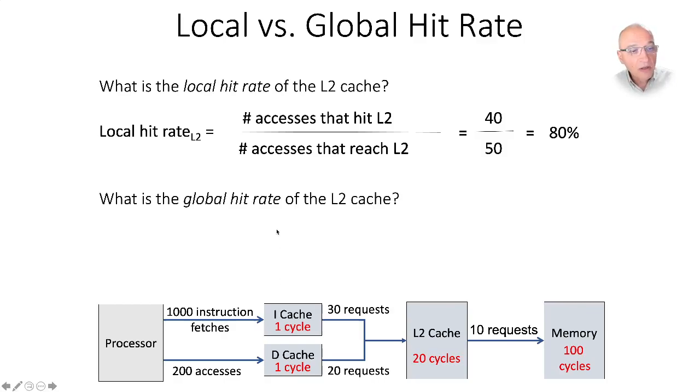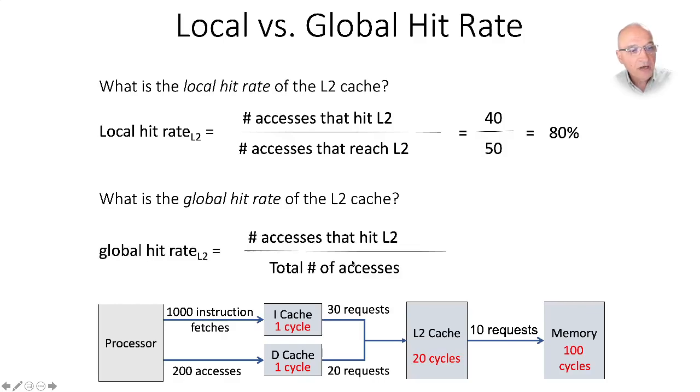If I want the global hit rate of L2, I would have to compare the number of accesses that get to L2 and are found in L2, divided by the total number of accesses. In this case, it will be 40 that are found there, and there is a total number of accesses of 1,200 for this program, so this is 6.7%. So we need to understand, when we get a hit rate or a miss rate for a given level of cache, whether we are talking about the local or the global one.